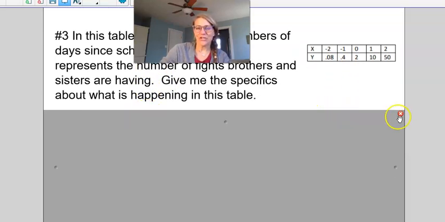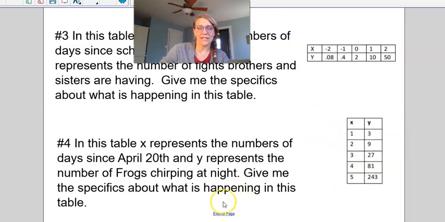All right, last situation, or last table, sorry, to come up with what this situation is representing. Or what is this table representing? In this table, you should have noticed that it did not start at 0, so you have to think about, okay, what would April 20th look like? What would time 0 look like? And you'll notice that it's multiplying by 3 every time, so you have to divide by 3 to go backwards and find that 0th term. 3 divided by 3 is 1. So on April 20th, there was 1 frog chirping at night, and every night after that, it is tripling. And that's what the table is telling us.